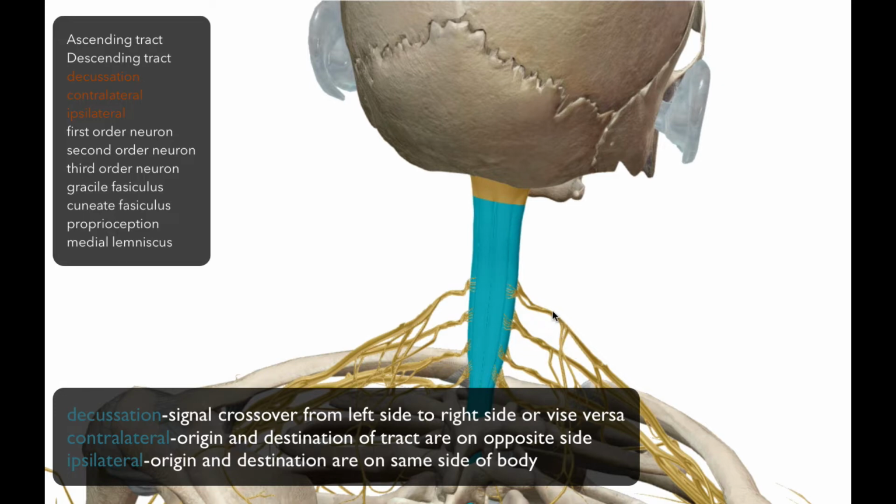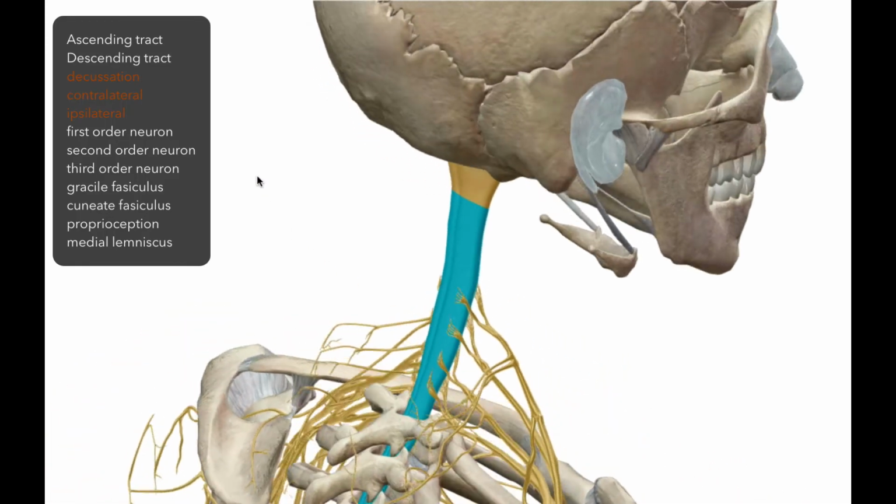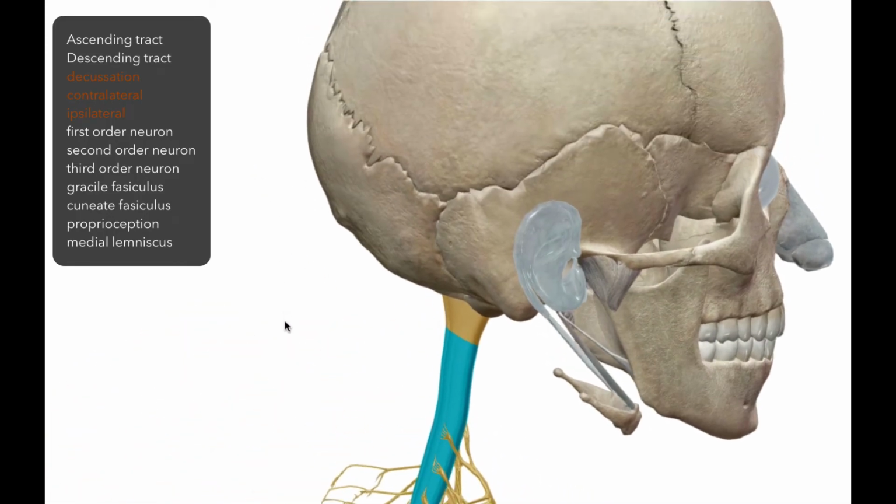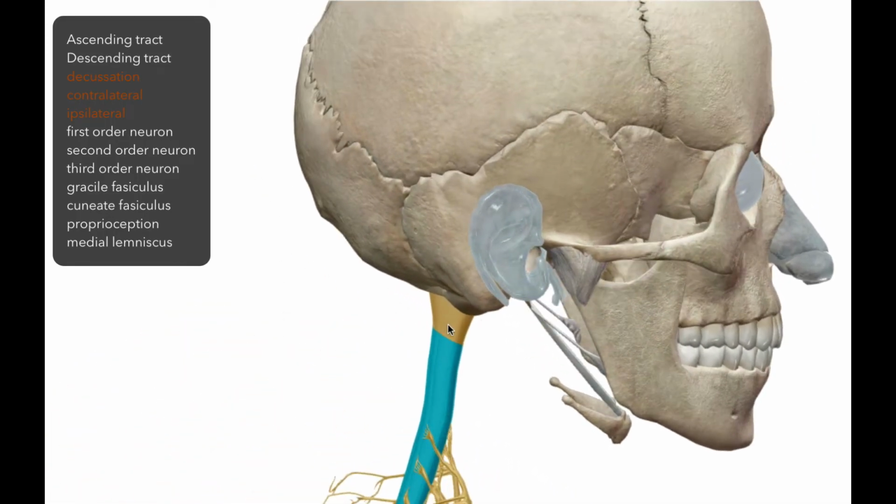So if the signal originates from the right side and it travels up the spine on the right side, then it's said to be traveling up the ipsilateral. But if it originates from the right side and then it crosses over into the left side of the spinal cord, then it's traveling up the contralateral. Okay, so up the spinal cord, and then we're going to get into a little bit more detail as to what's happening up here in the brainstem.